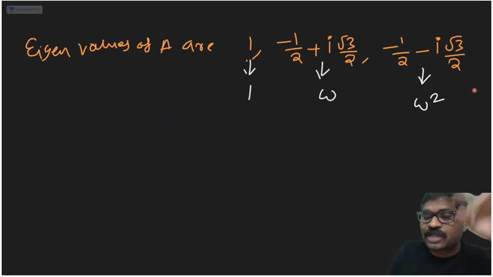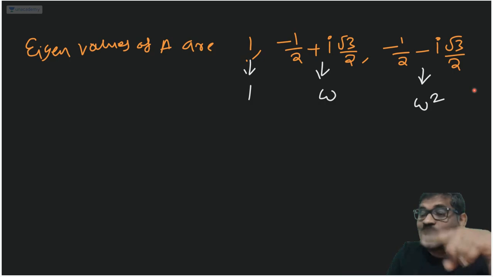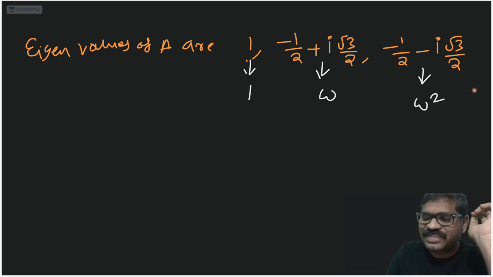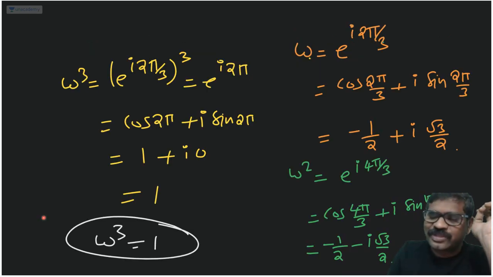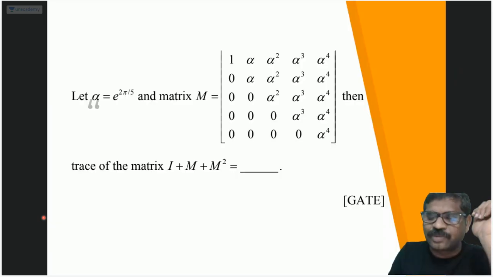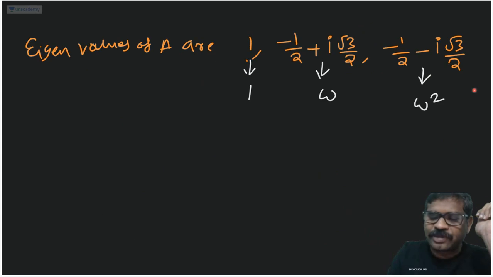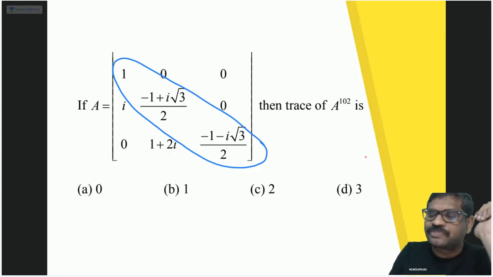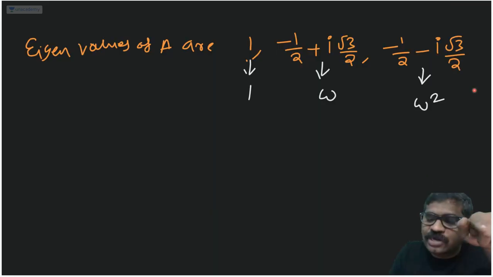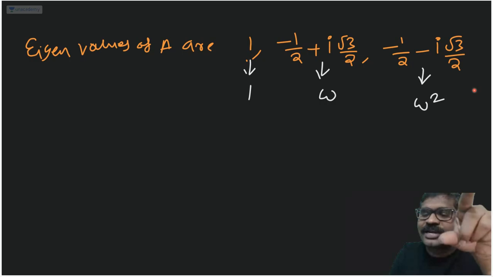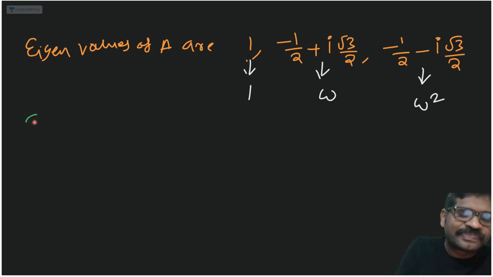So, eigenvalues of A are nothing but 1, omega, omega square. Okay? Now, I have explained you clearly what is omega square, what is omega cube. Now, come to the problem. What is our problem? We have to calculate trace of A power 102. To calculate trace of A power 102, we are going to calculate eigenvalues of A power 102.